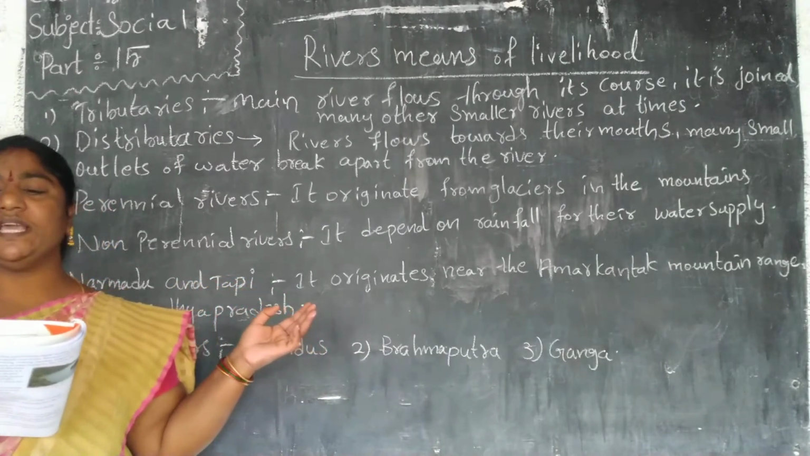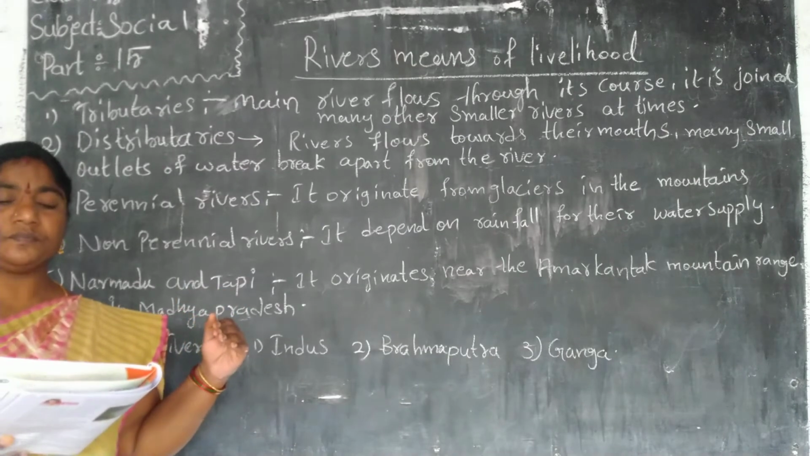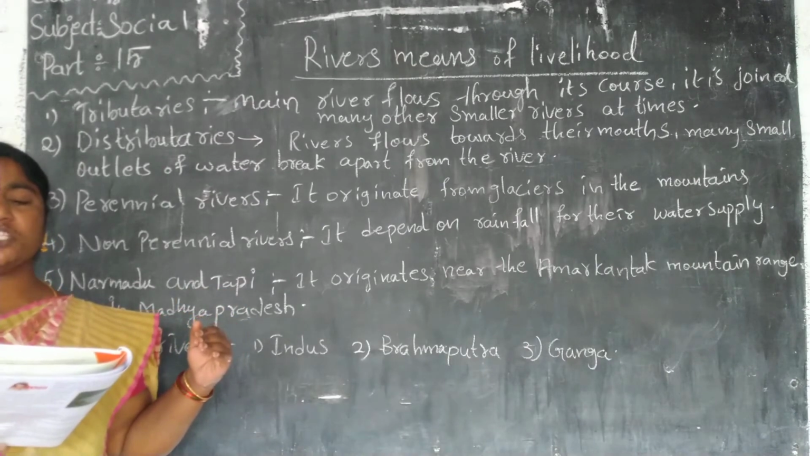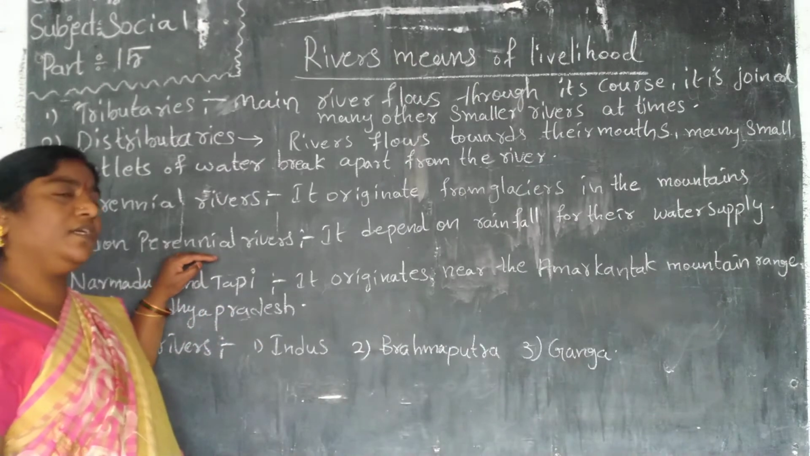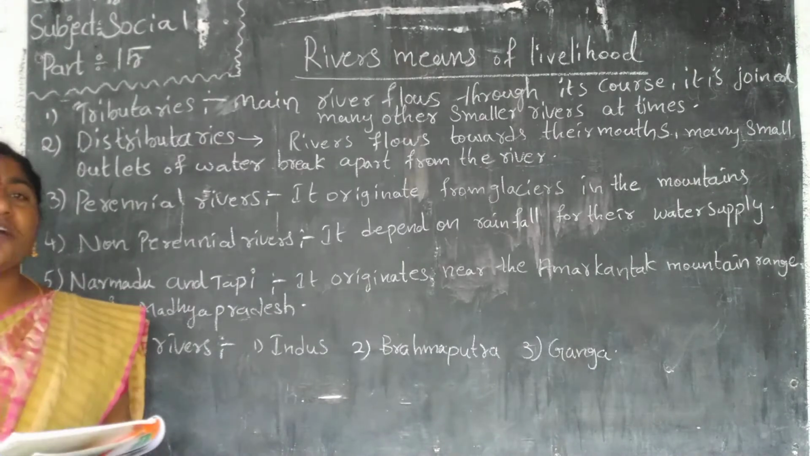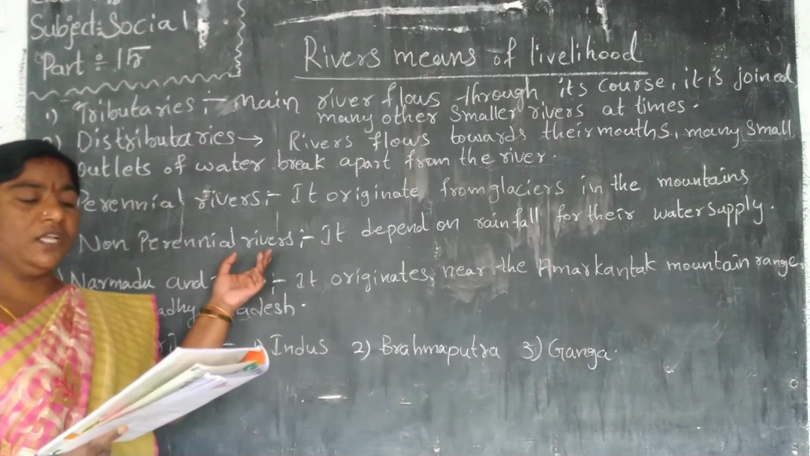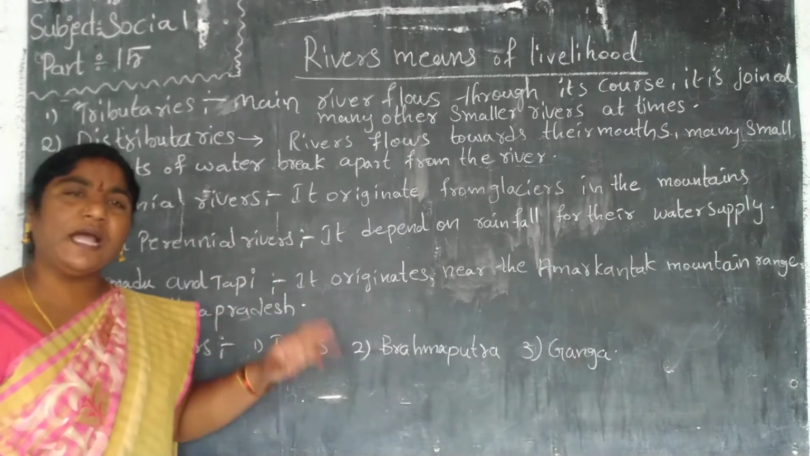Non-perennial rivers depend on rainfall for their water supply. They dry up when there is a lack of rainfall. That's why they are also called seasonal rivers. Examples of non-perennial rivers are Krishna, Kaveri, Godavari and Mahanadi.